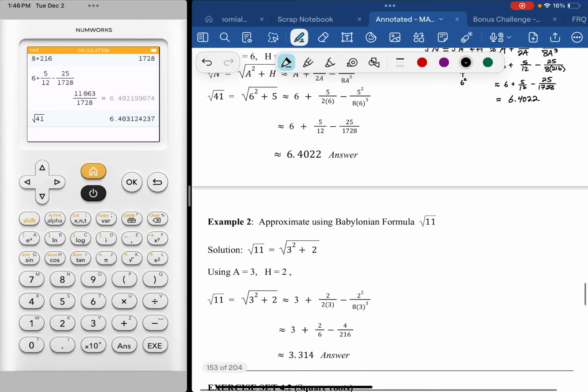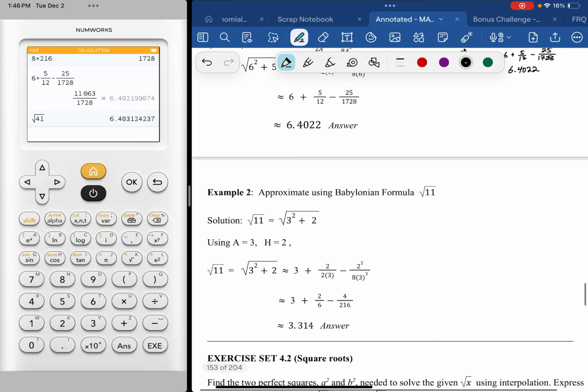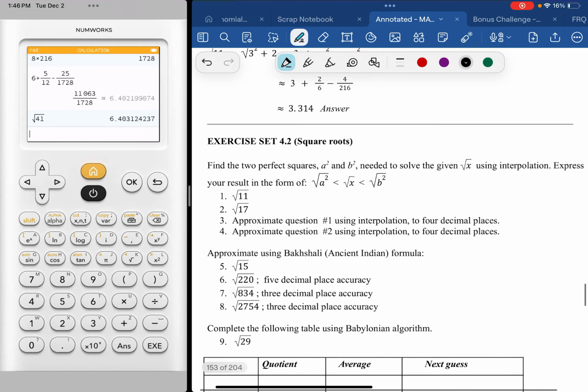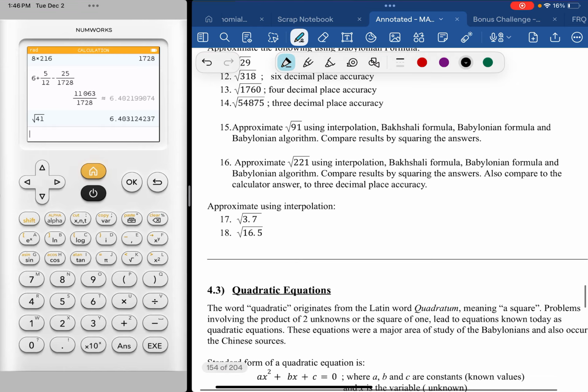And the second example is pretty much the same idea. So you can give that a shot and then tackle the exercise set 4.2.